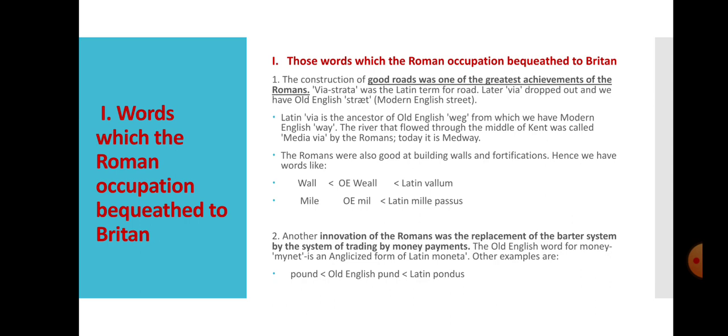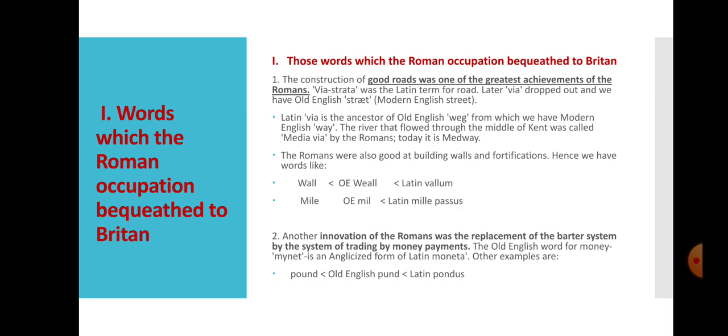Latin via is the ancestor of Old English weg, from which we had modern English way. The actual ancestor of the word weg is the Latin word via. Then the river that flowed through the middle of Kent was called Media Via by the Romans. Today it is Medway. The word Medway emerged from the name of that river, Media Via. So modern English words street, road, way, Medway, etc. are the result of Latin influence.